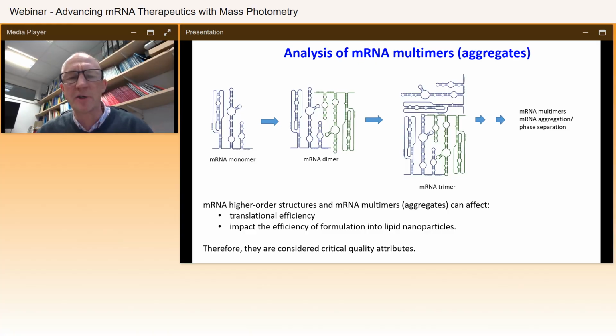So these mRNA higher order structures and multimers can affect things like the translational efficiency of your molecule, and might also potentially impact the efficiency of formulation into lipid nanoparticles. So these are considered critical quality attributes and something that we need to measure and monitor.